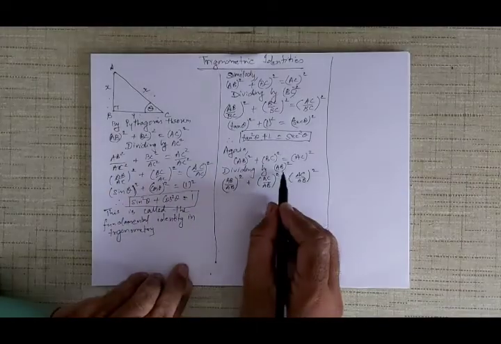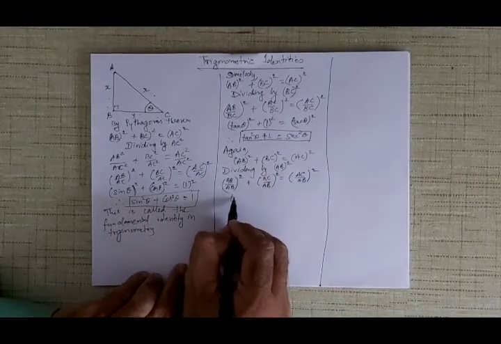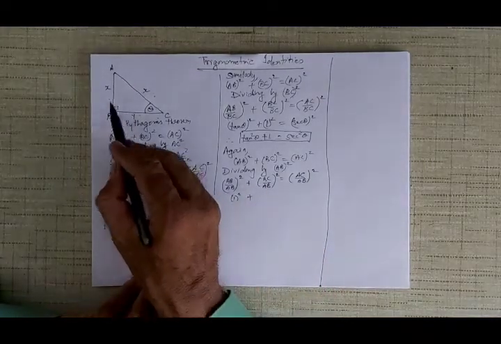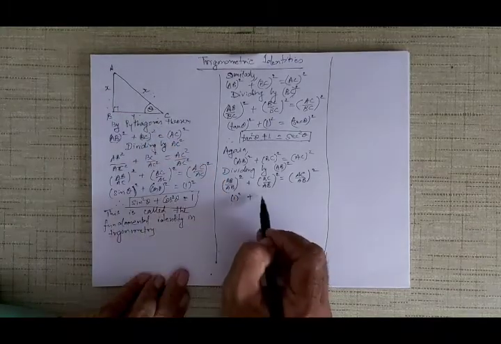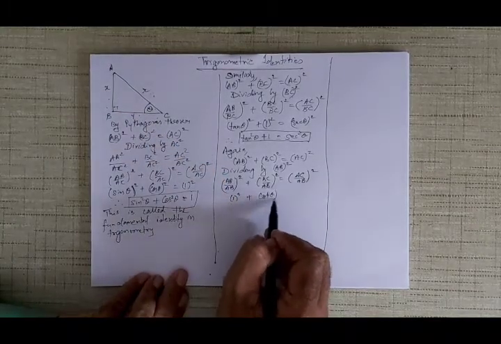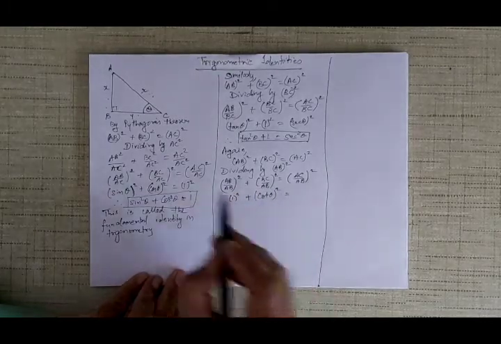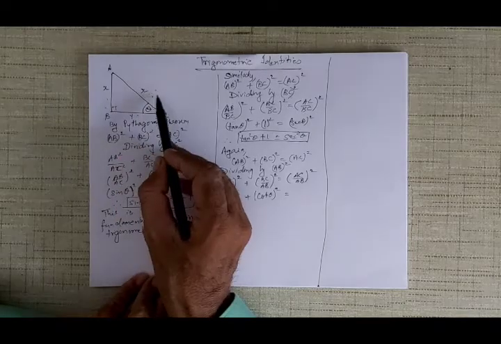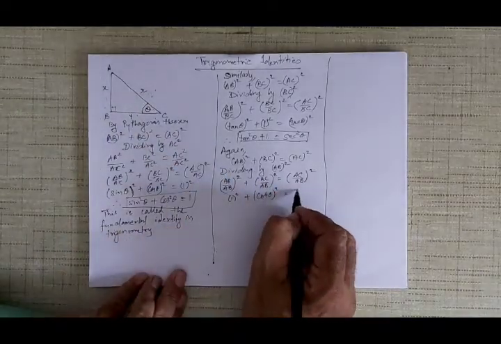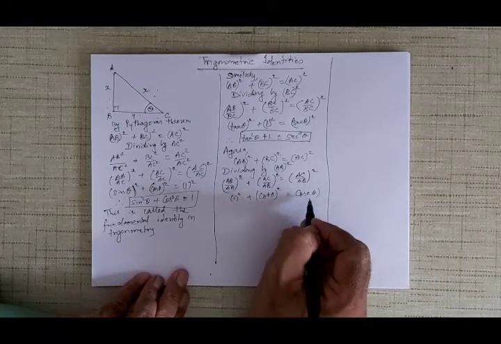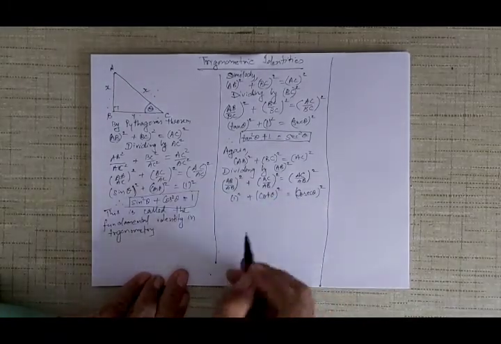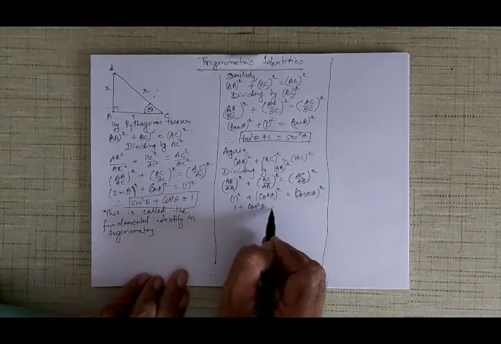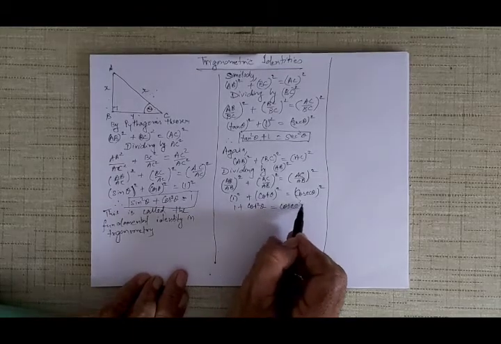What have we done? We divided by AB square. AB square upon AB square is 1 square, and 1 square is 1. BC upon AB, that is adjacent upon opposite, that is cot theta. So cot theta whole square. AC upon AB, hypotenuse upon opposite, that is reciprocal of sin theta, that is cosec theta. So cosec theta whole square. So I can write 1 plus cot square theta is equal to cosec square theta.